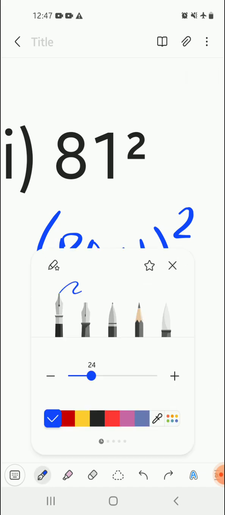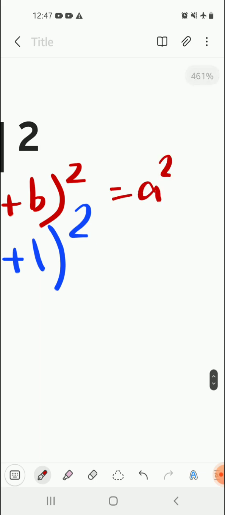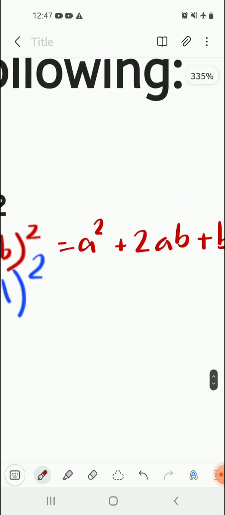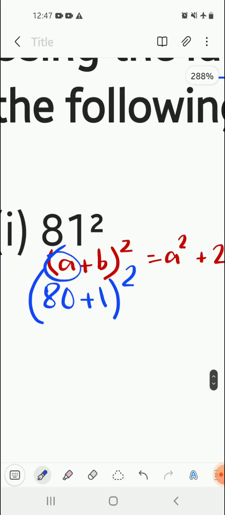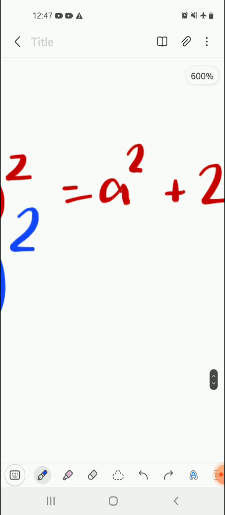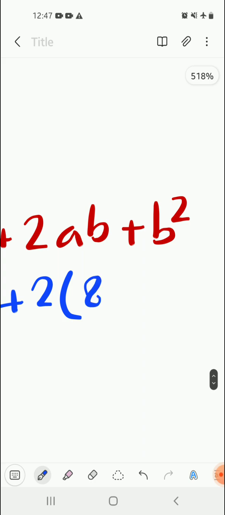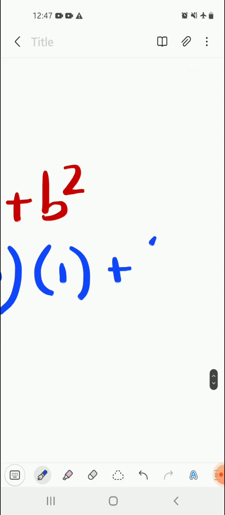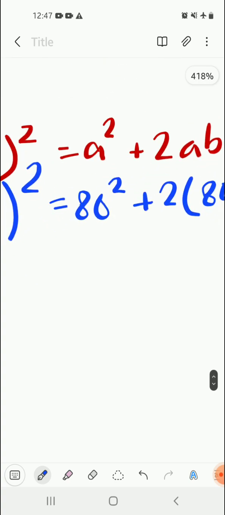So we are going to write it in this manner. For example, we will denote it as (a plus b) whole square. We know the formula is a square plus 2ab plus b square. Therefore, here instead of a we have got 80. So it is 80 square plus 2, again a is 80 and b is 1, plus b square.